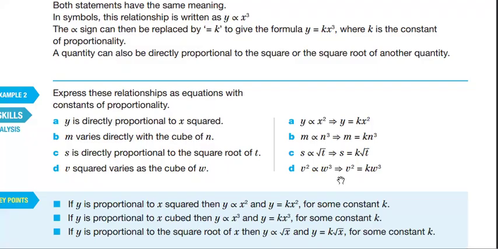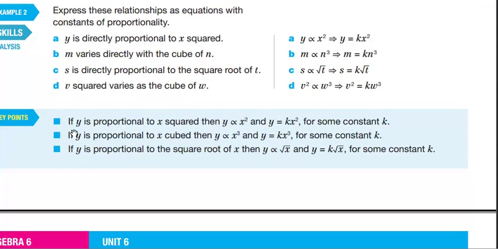Same idea. And then we use the formula that we created to answer the rest of the questions. Now, here, they're explaining the same idea. If y is proportional to x squared, then y is directly proportional to x squared. And then we remove the sign and we put equals k. And the k is the constant of proportionality.